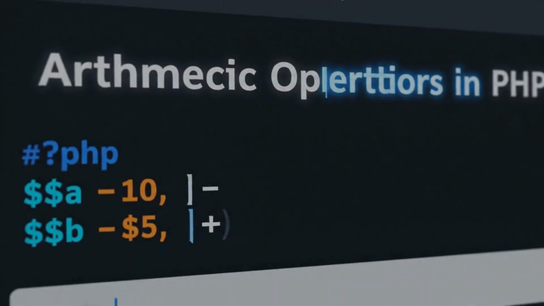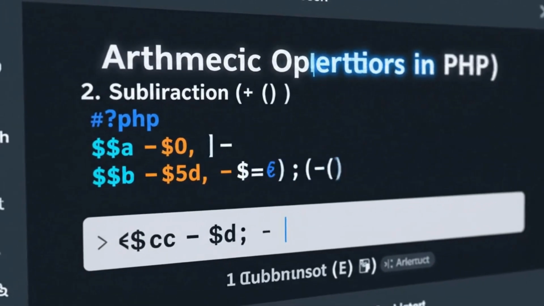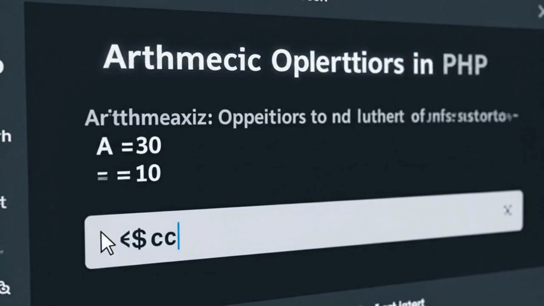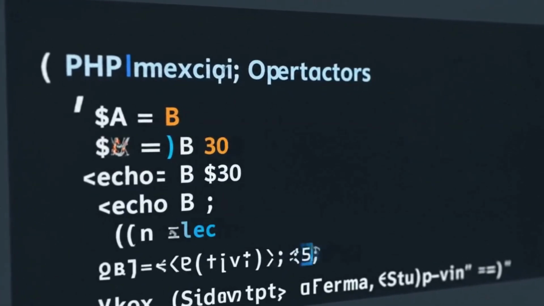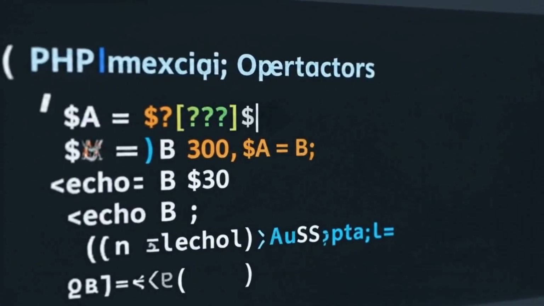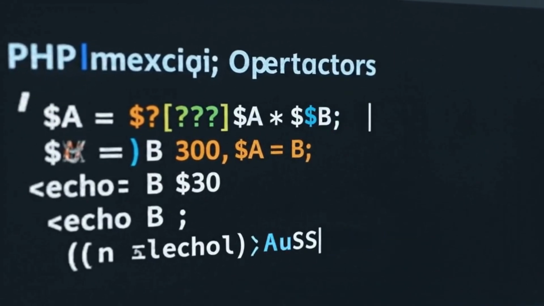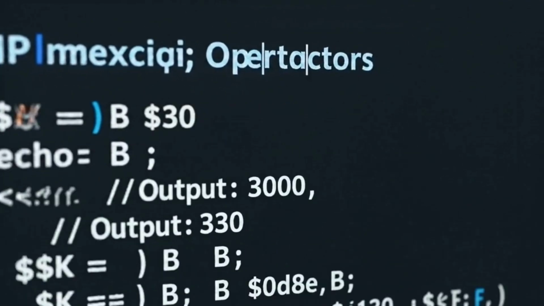In this segment on arithmetic operators, we start with addition, demonstrating how to sum two variables, resulting in 15. Arithmetic operators perform different mathematical operations. For example, if variable A holds the value 30 and variable B holds the value 10, then the arithmetic operator asterisk is used to multiply both and gives the result 300.